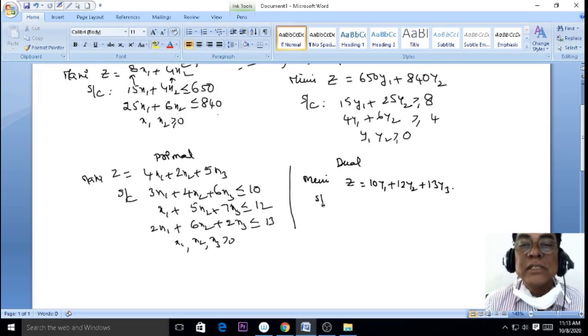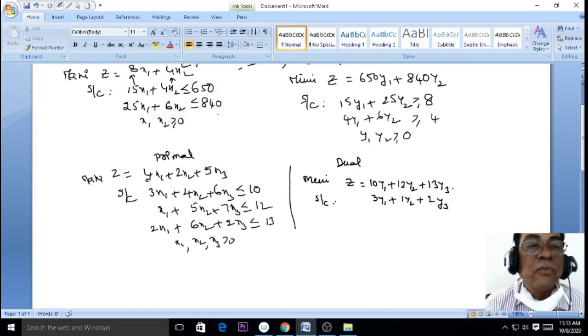Next, subject to constraint. Take the first column coefficients 3, 1, 2. So 3y1 plus 1y2 plus 2y3. The first column's corresponding value in the objective function is 4, so we write down 4 here. The first inequality symbol is given, so write the opposite symbol, greater than or equal to.